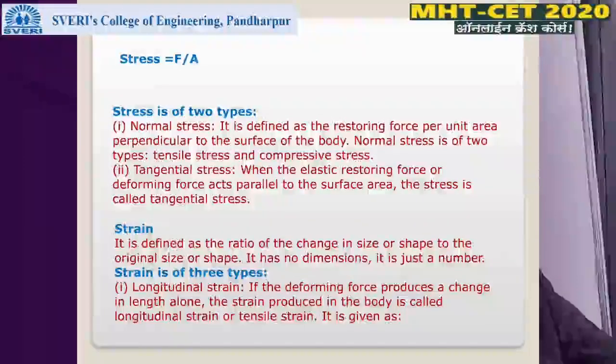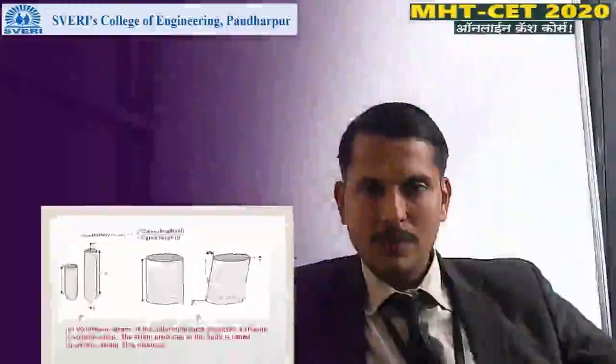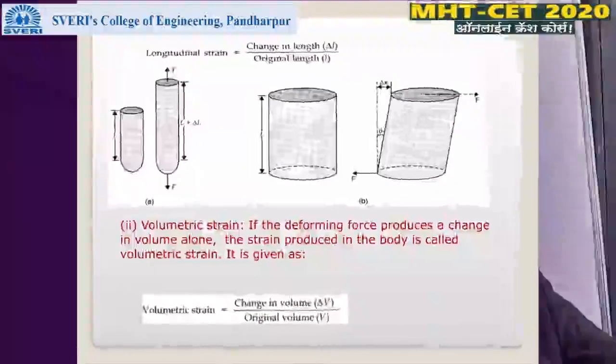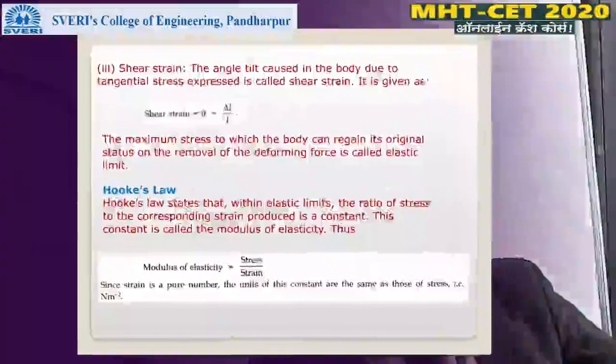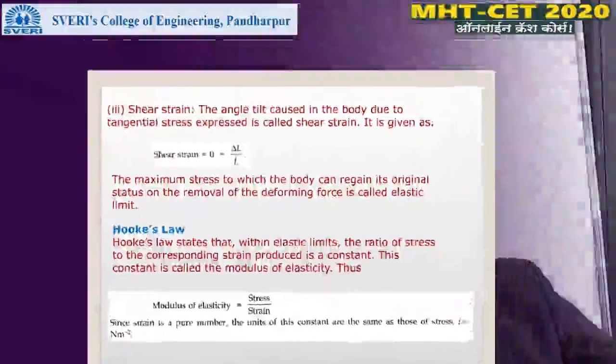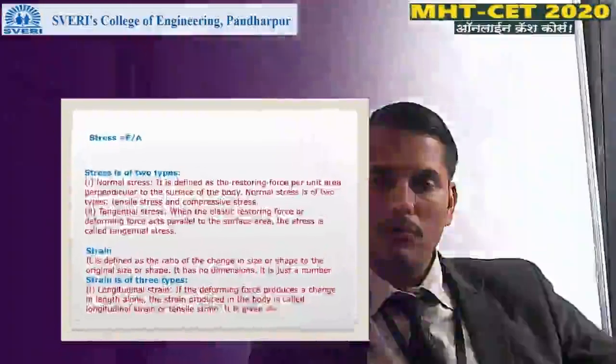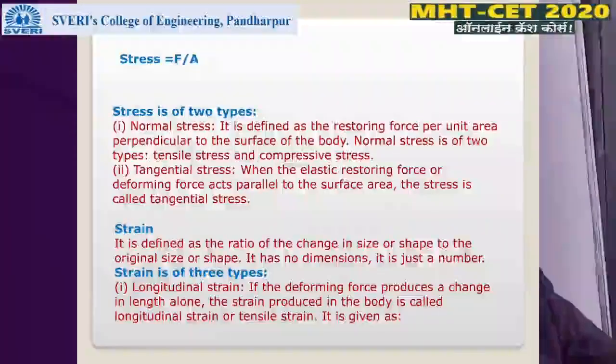So strain is of three types. First is longitudinal strain, then second is volumetric strain, and third is shear strain. So one by one we have to check these points. So now let us discuss these terms in Marathi.